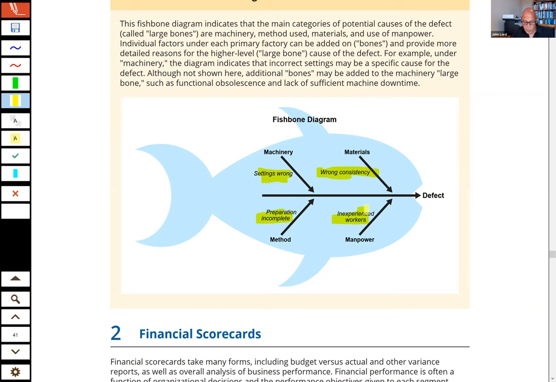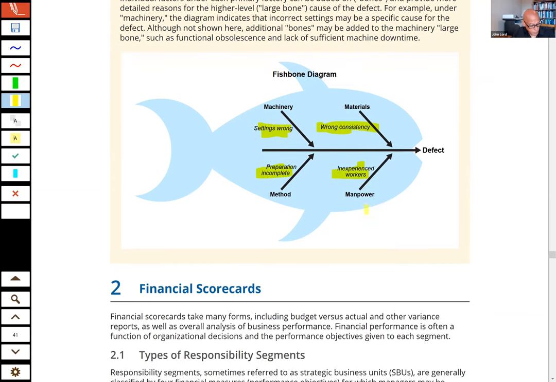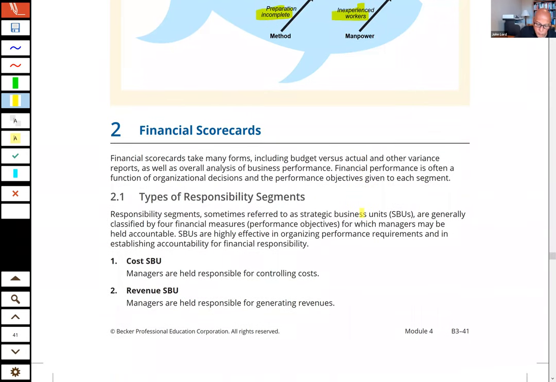Okay, good. Let's take a look at now some of our financial measures. We said that we would get into financial measures a little bit later, so we are now there. We have something called responsibility segments. There was a time where we might also call these responsibility centers. But these days they call them responsibility segments, and then they go a little further and refer to them as strategic business units. So what happens? We have a cost SBU, and a cost SBU does what?